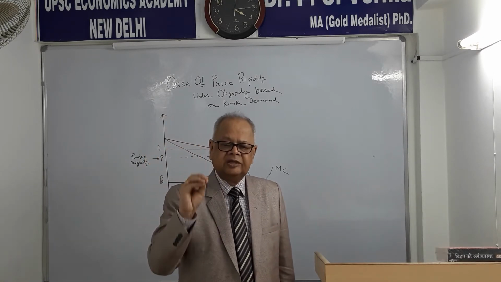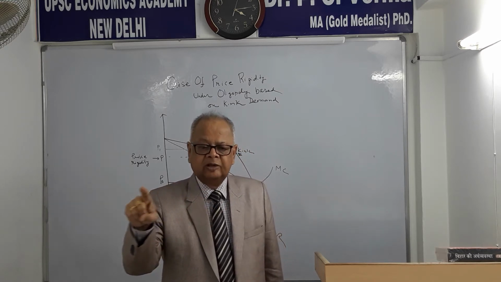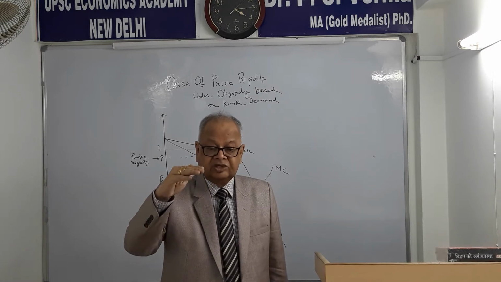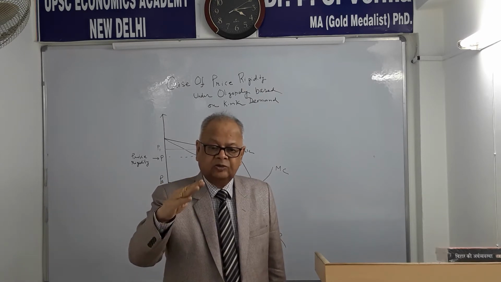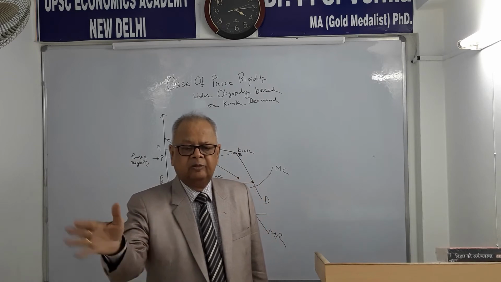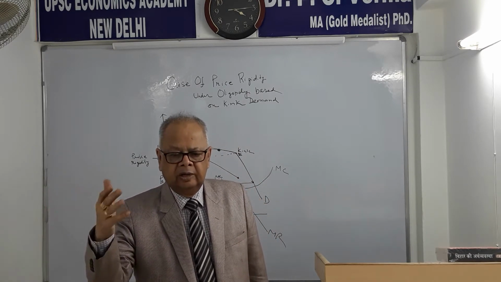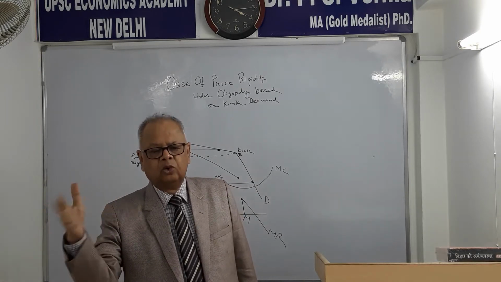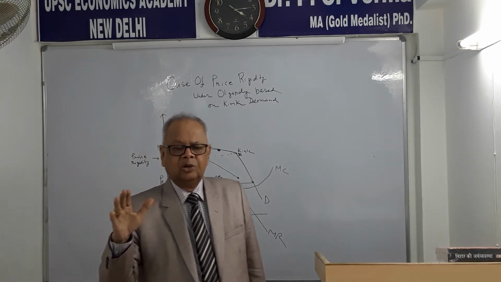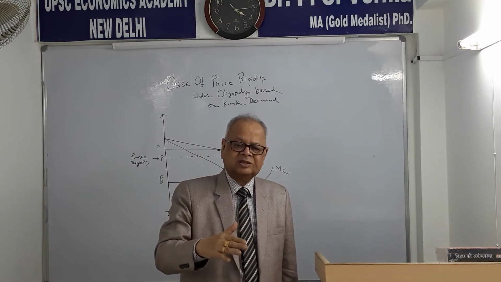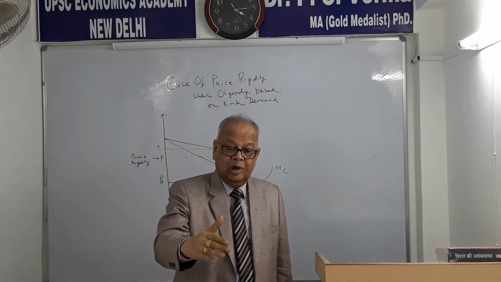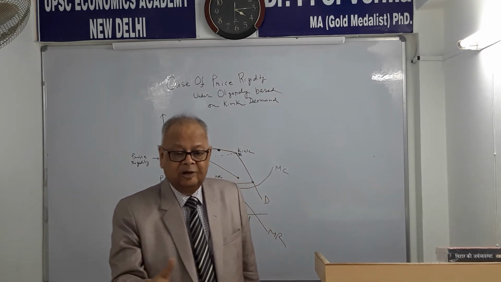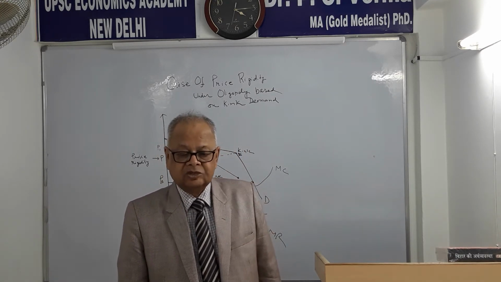What is the shutdown price? When price is equal to average variable cost. This is called the shutdown price. Price cannot fall below that. If price falls below that, then the firm will be in insolvency. The firm will close. So when price rolls down from average cost to average variable cost, and then below average variable cost, the firm will be closed. Shutdown point.